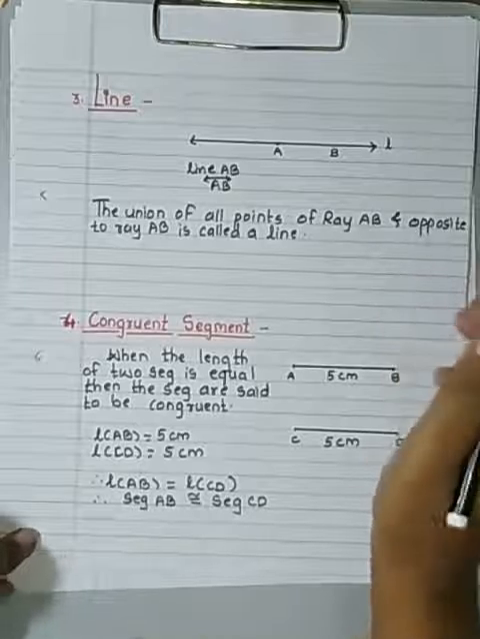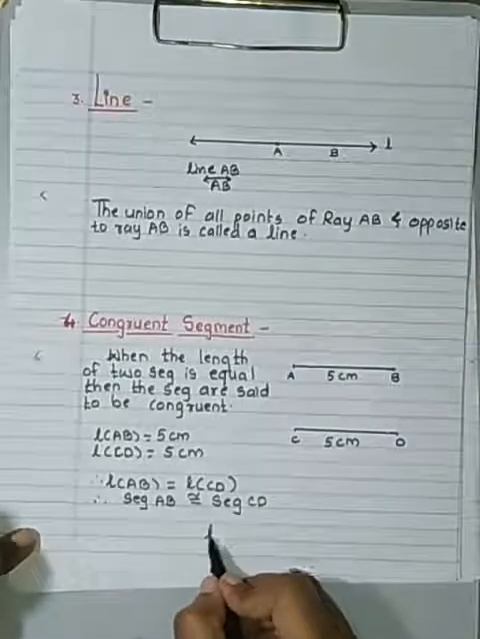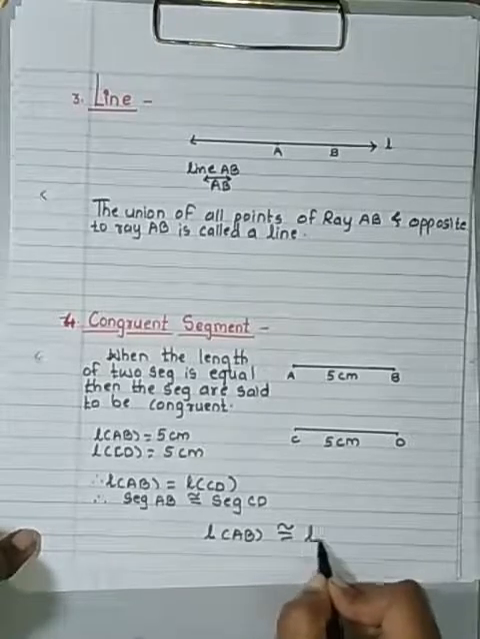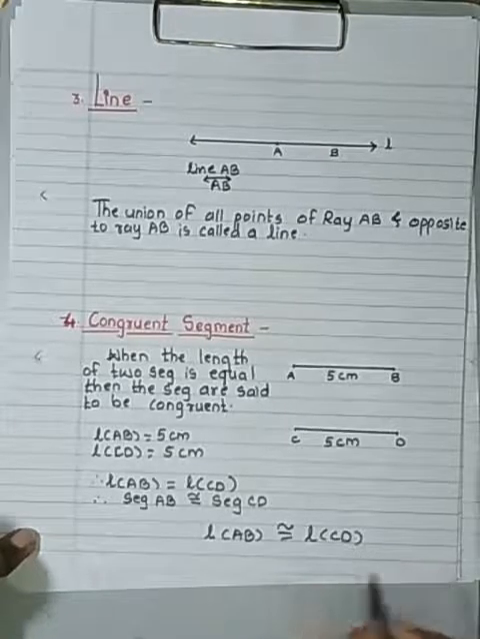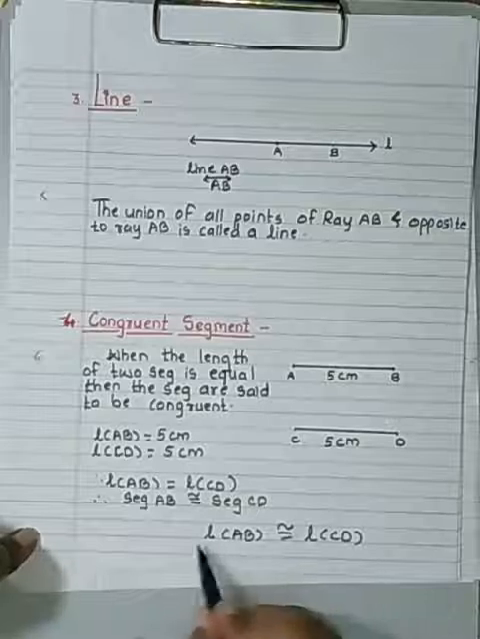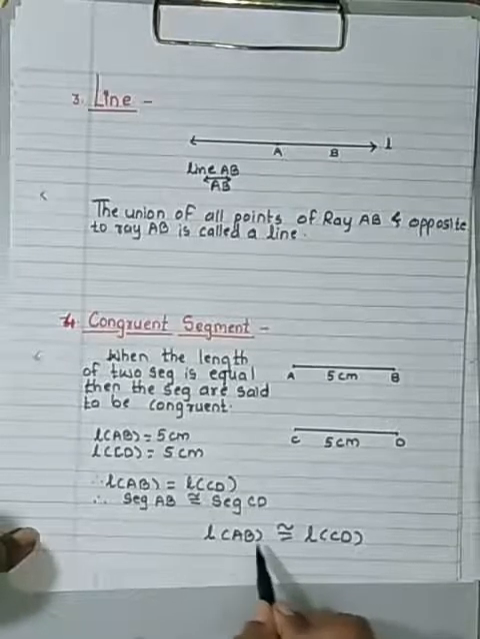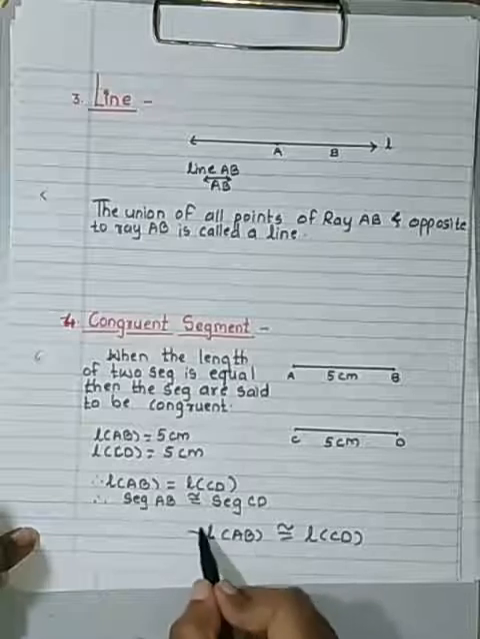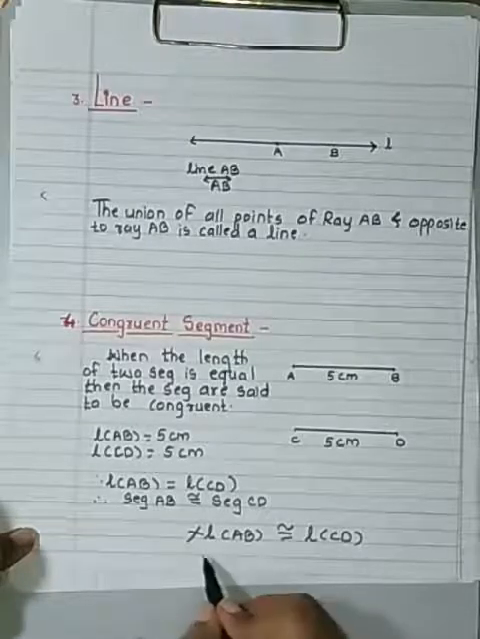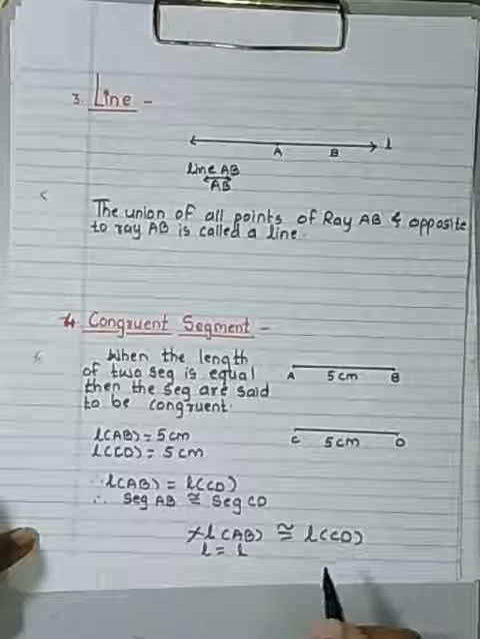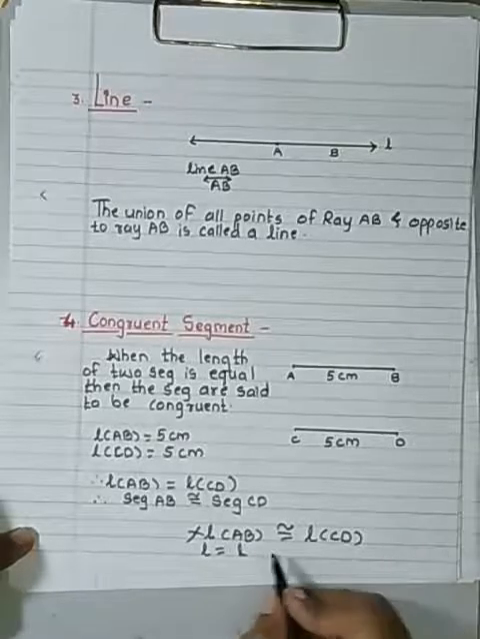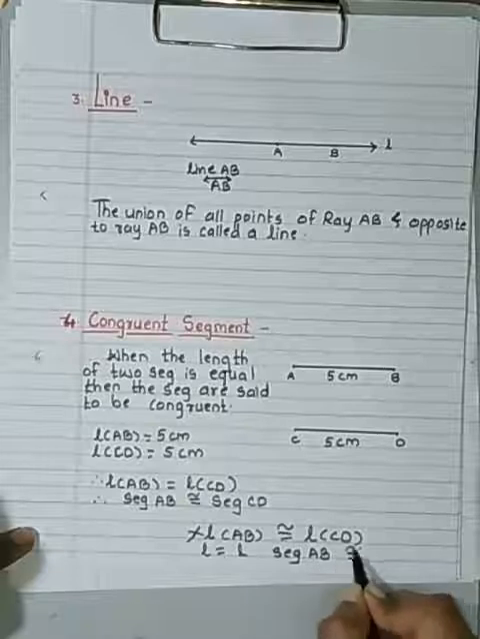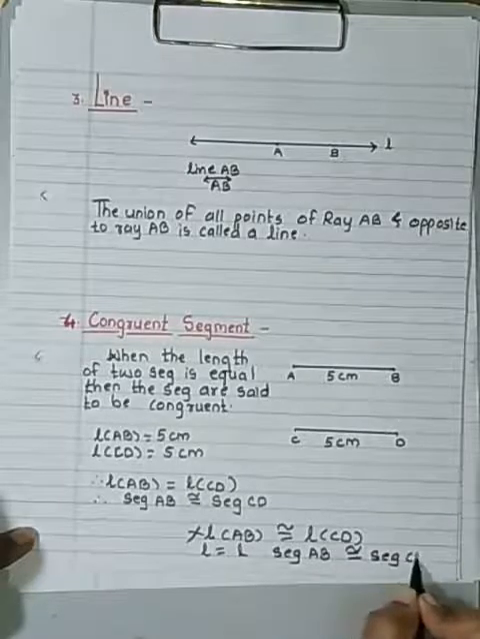Now children, you will ask why I have not written it as length AB is congruent to length CD. Children, whenever you are writing lengths, you should never write congruent. Lengths are equal; this is not the right way of writing. Lengths are equal, they are not congruent. Therefore we write segment AB is congruent to segment CD.